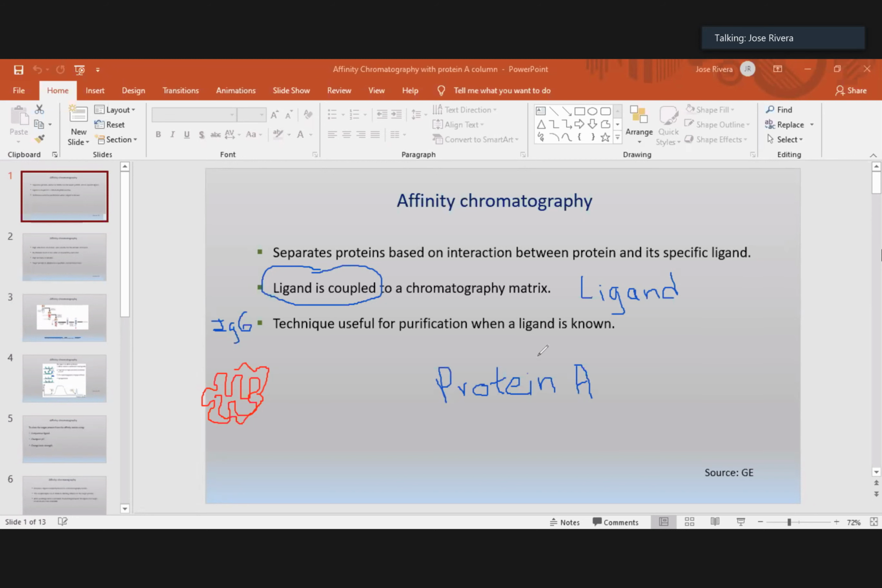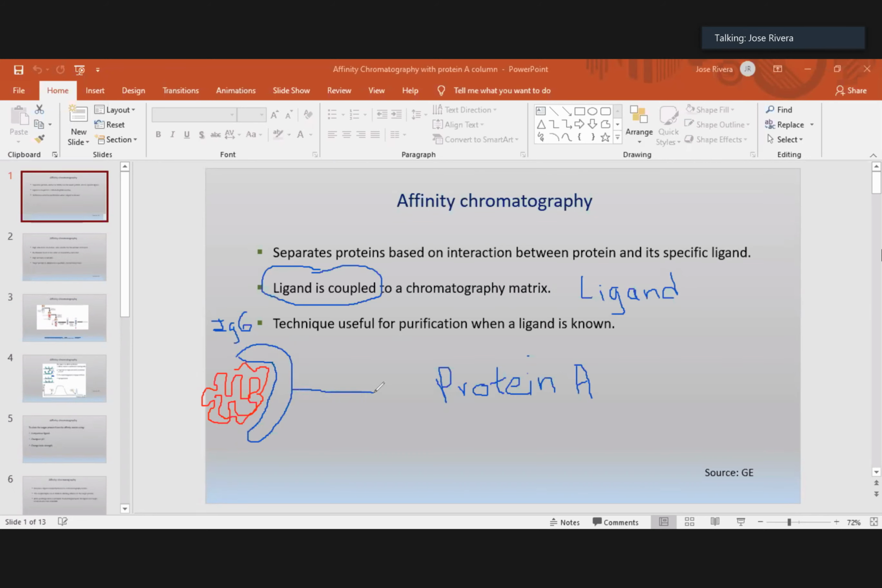And so what you do is make a chemical reaction so that the protein A binds to a bead. Okay, so you have protein A, and let's say protein A looks like this. It fits and is able to bind to these IgG because it has the right shape to bind to them.